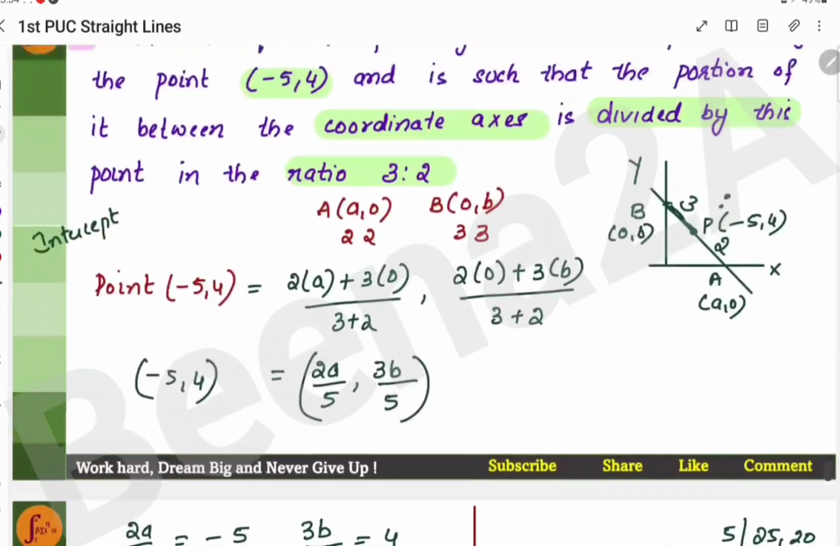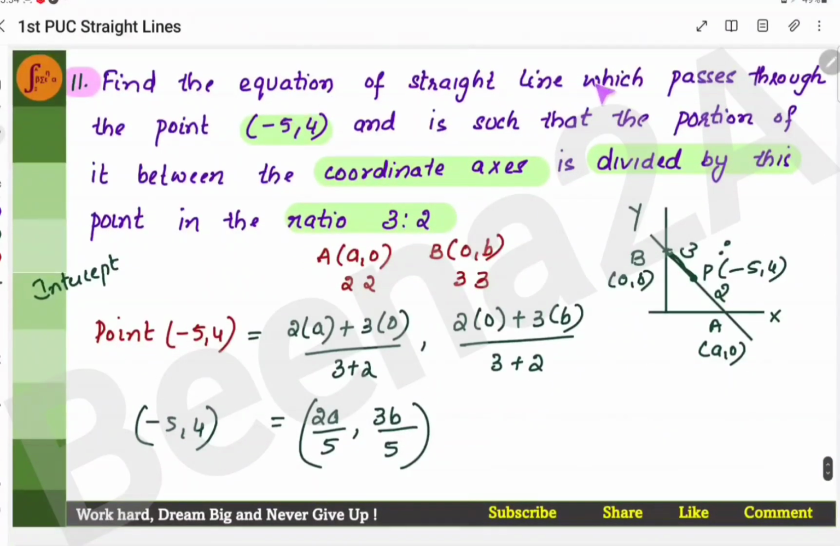So whenever you have ratio related problems, use the intercept form. Practice this, and then other steps are easy.